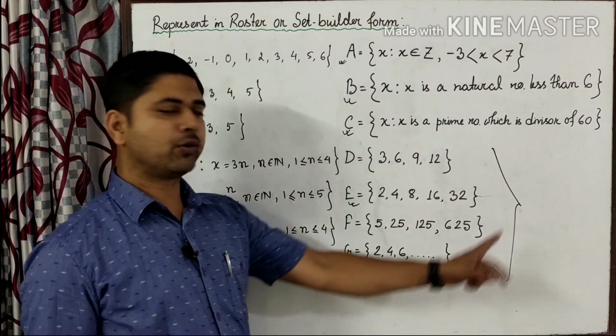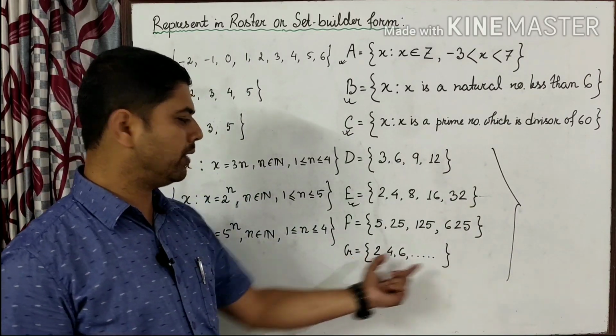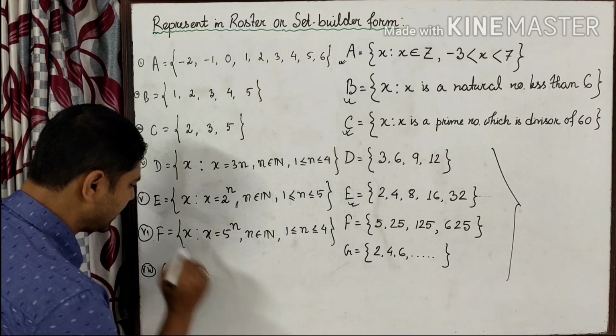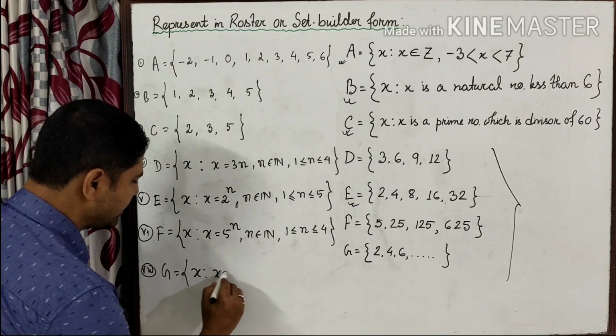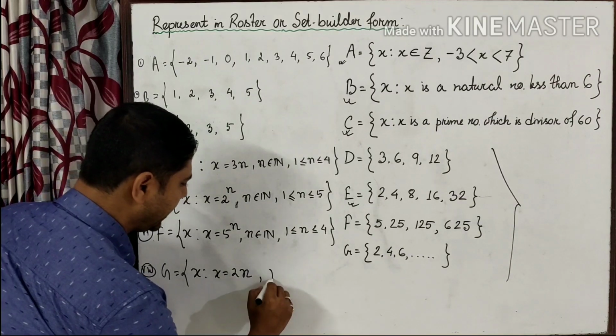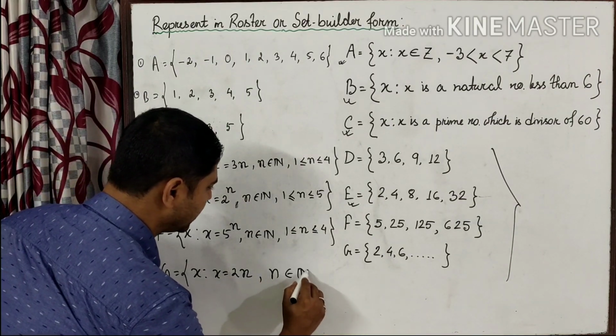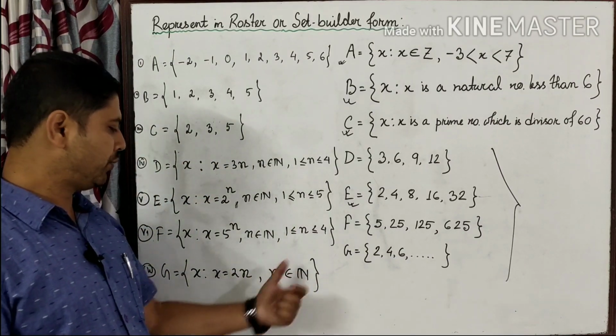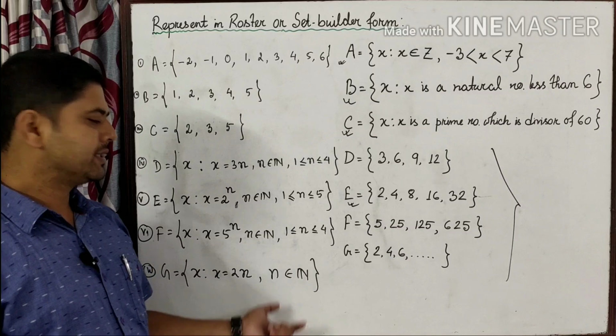Next, finally the last one, G. 2, 4, 6 up to where? Infinity. That means all the even natural numbers. You can write in this way: x such that x is equal to what? Twice n, where n belongs to the natural numbers. Putting 1 gives 2, putting 2 gives 4, putting 3 gives what? 6, in this way.